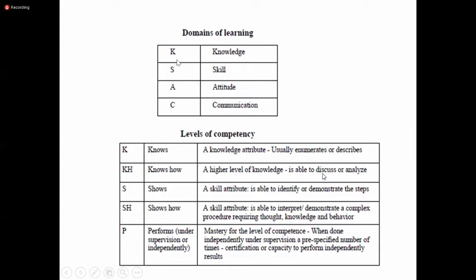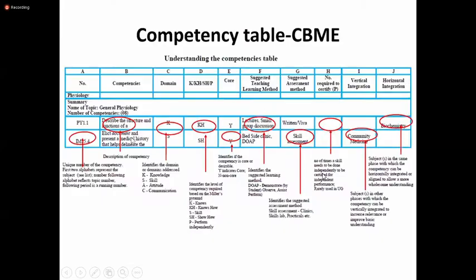So that domain has been given in front of the competency description. So this is K, which means knowledge. You should have some knowledge about this. There is no skill required for this competency. But if you see the next competency, elicit, document and present a medical history that helps delineate the problems and solve the case. So this requires knowledge and also skill.